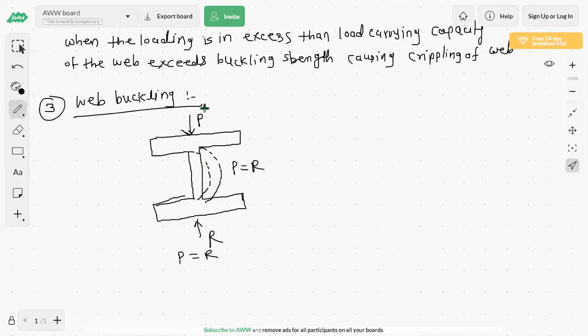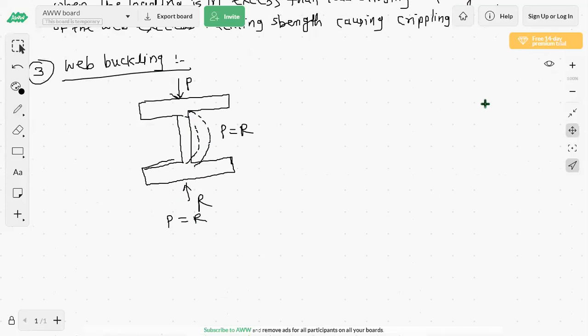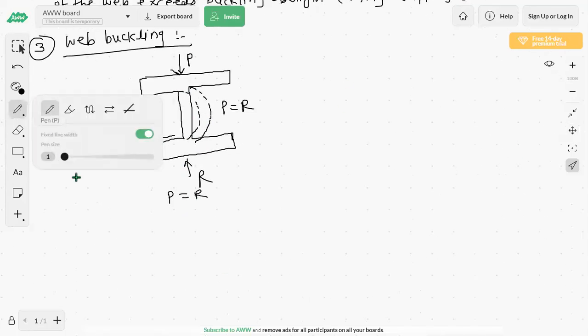Are you getting? So now, how do we define web buckling? See, if the external applied force P and the reaction are equal, the buckling strength is exceeded, causing buckling of web. See, applied external force and reaction are equal, then your buckling strength for causing the buckling of web. So write down the definition now here.